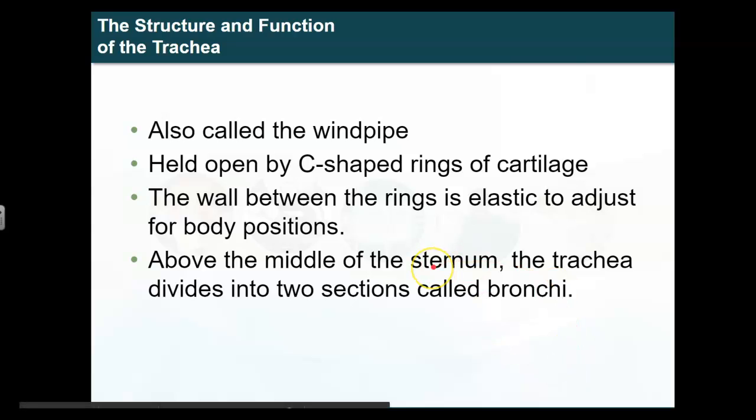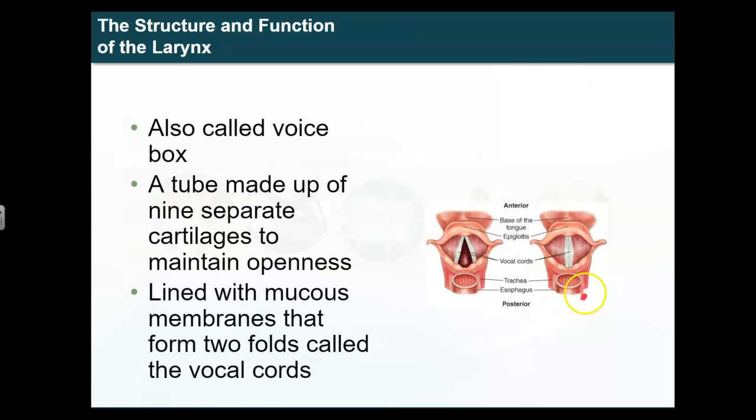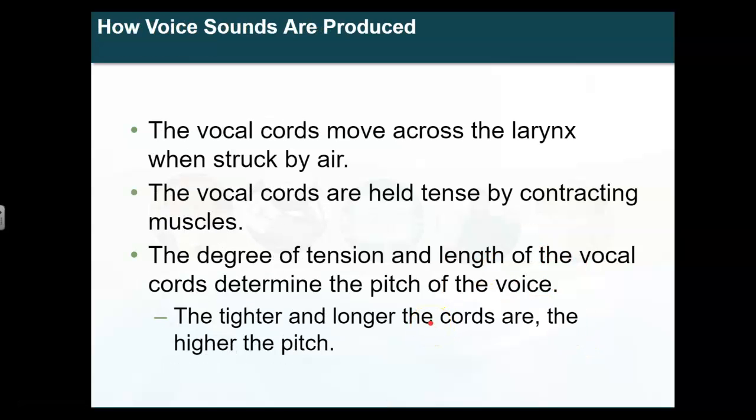Okay, so now we're going to talk about the trachea, which is also called the windpipe. Again, if you go back to this picture here, you can see your esophagus is in front and then your trachea is in the back, and your glottis goes over top of the trachea, but the air goes over top of the epiglottis down into the larynx when breathing.